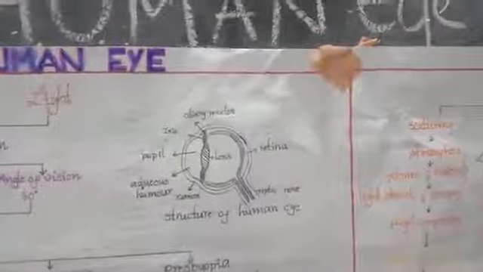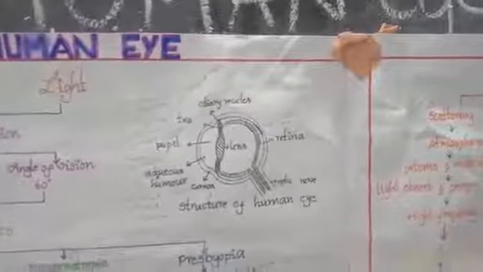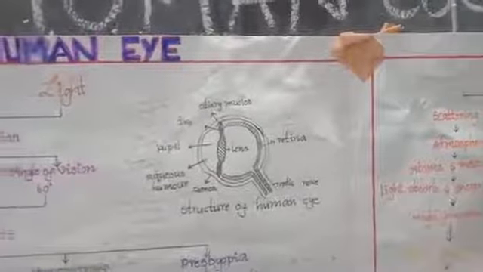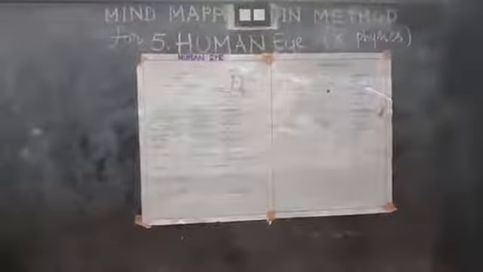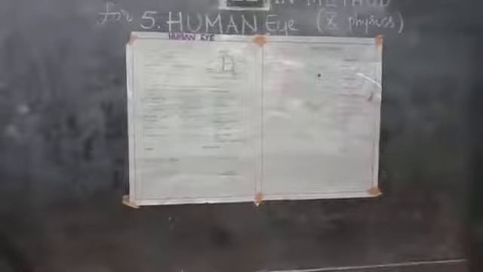These are the characteristics of the human eye. The human eye structure will be like this: iris, retina, and the other parts. How those function, we could explain very deeply here, and the defects of this process. This is the total mind mapping method for the chapter. Mind mapping is an ultimate technique.